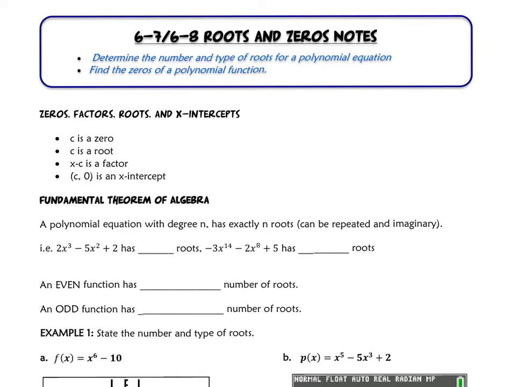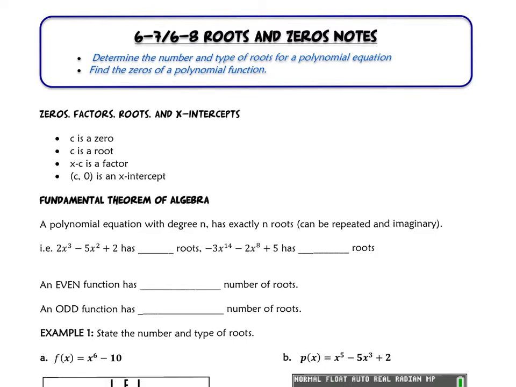Welcome to the last video of Chapter 6, which covers finding roots and zeros. This is going to be a culmination of everything we've talked about this chapter. We're going to do some factoring, some synthetic division, and some solving, so we're putting it all together.